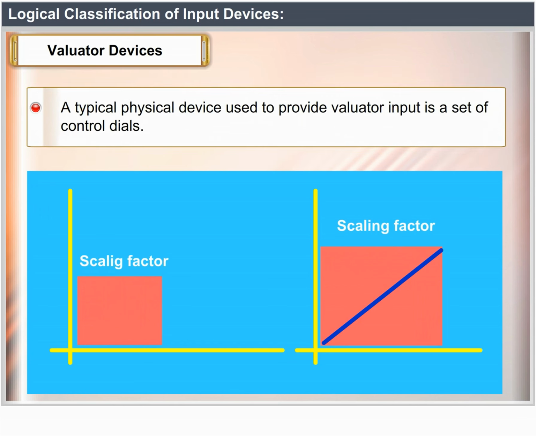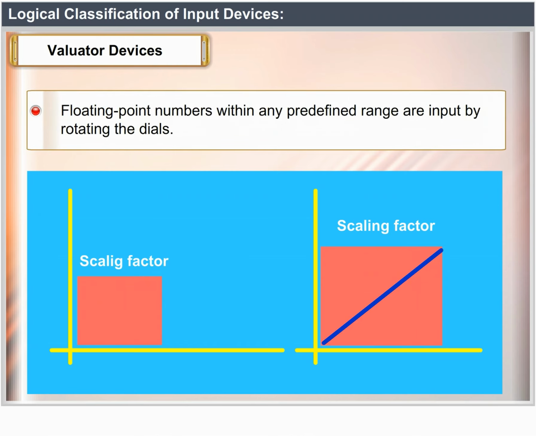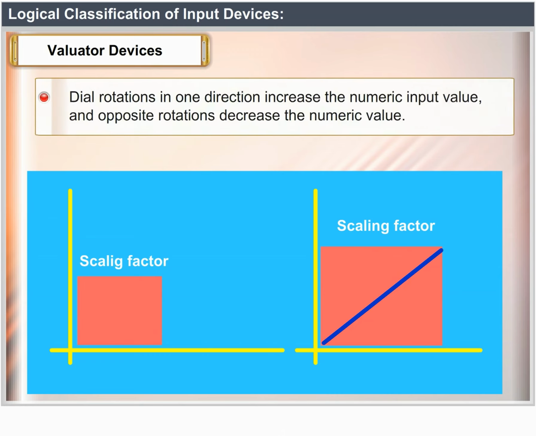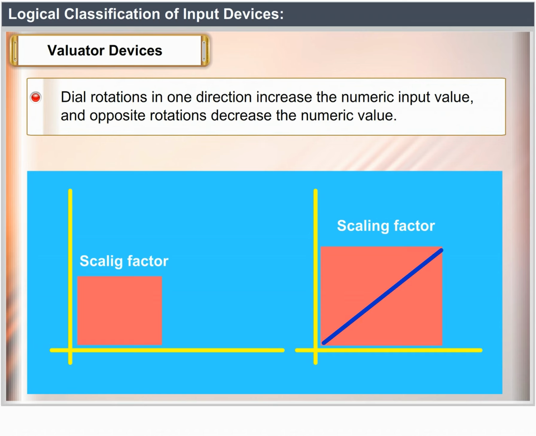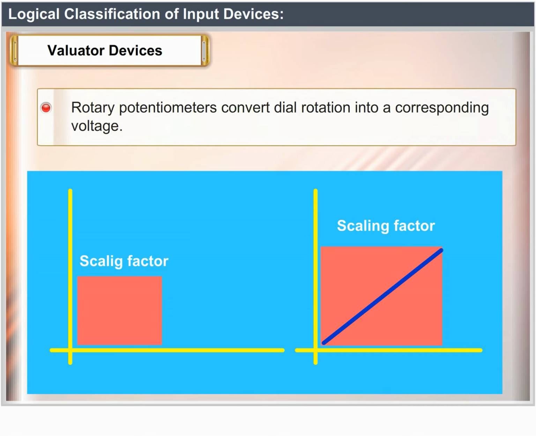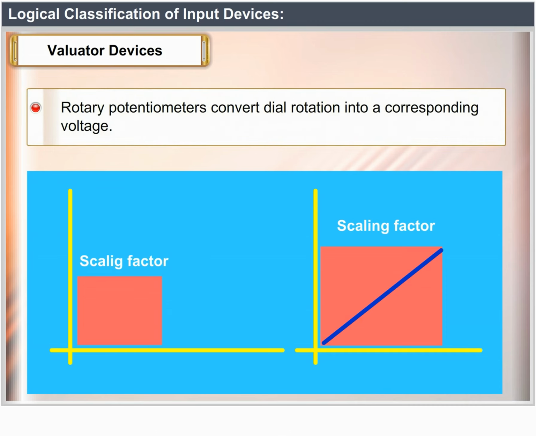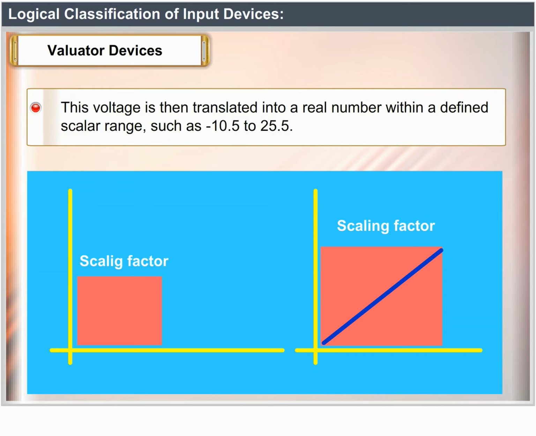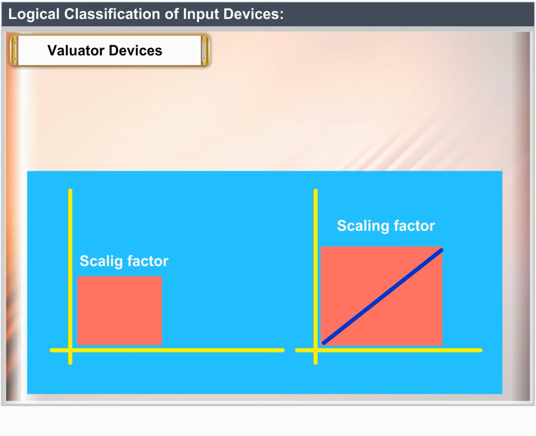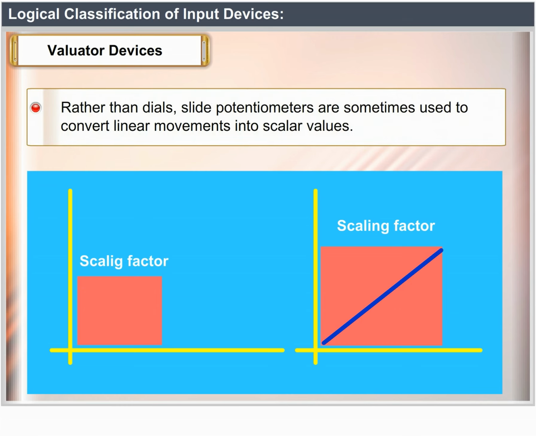A typical physical device used to provide valuator input is a set of control dials. Floating point numbers within any predefined range are input by rotating the dials. Dial rotations in one direction increase the numeric input value, and opposite rotations decrease the numeric value. Rotary potentiometers convert dial rotation into a corresponding voltage. This voltage is then translated into a real number within a defined scalar range, such as -10.5 to 25.5. Instead of dials, slide potentiometers are sometimes used to convert linear movements into scalar values.